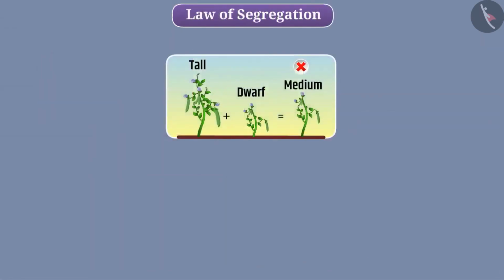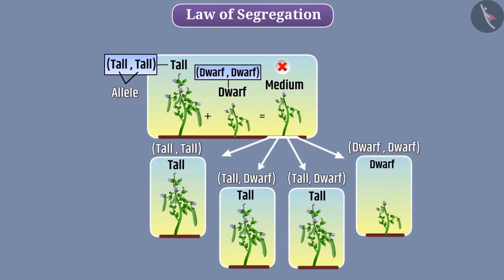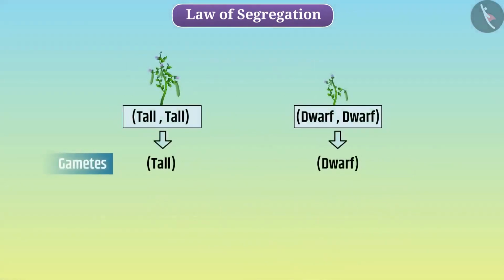On the basis of this understanding, Mendel introduced the law of segregation, according to which alleles of a trait do not mix with each other, meaning that the alleles of a trait remain pure in the pair. During the formation of gametes, alleles get separated, that is, each gamete gets only one of the two alleles in pure form.